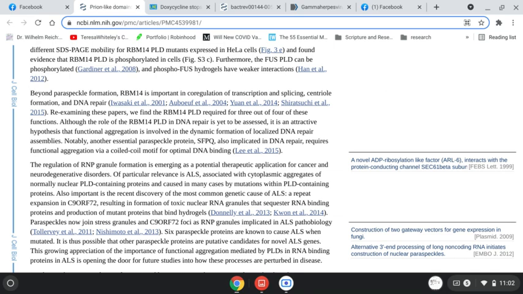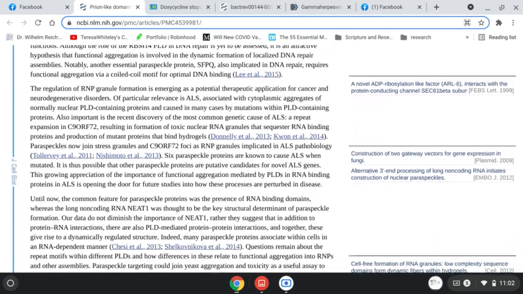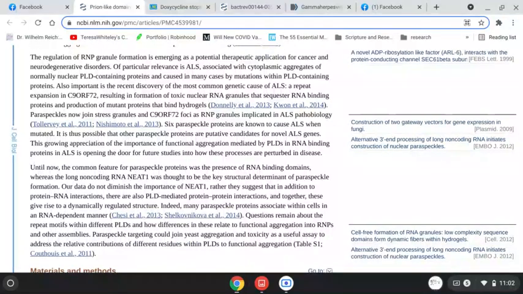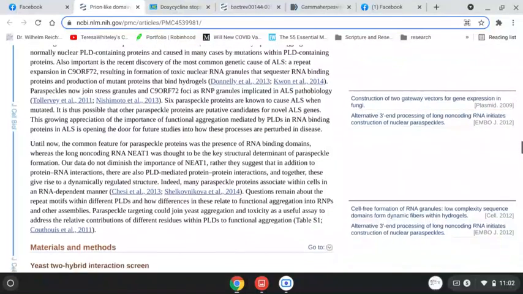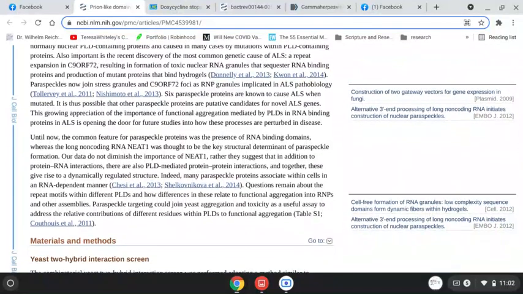This growing appreciation of the importance of functional aggregation mediated by prion-like domains in RNA binding proteins in ALS is opening the door for future studies into how these processes are perturbed in disease. Until now, the common feature for paraspeckle proteins was the presence of RNA binding domains, whereas the long non-coding RNA NEAT1 was thought to be the key structural determinant of paraspeckle formation. Our data do not diminish the importance of NEAT1, rather they suggest that in addition to protein-RNA interactions, there are also prion-like domain-mediated protein-protein interactions, and together, these give rise to a dynamically regulated structure.